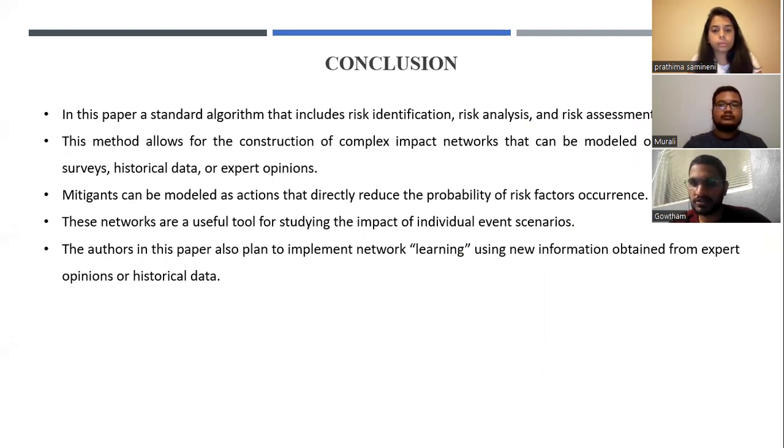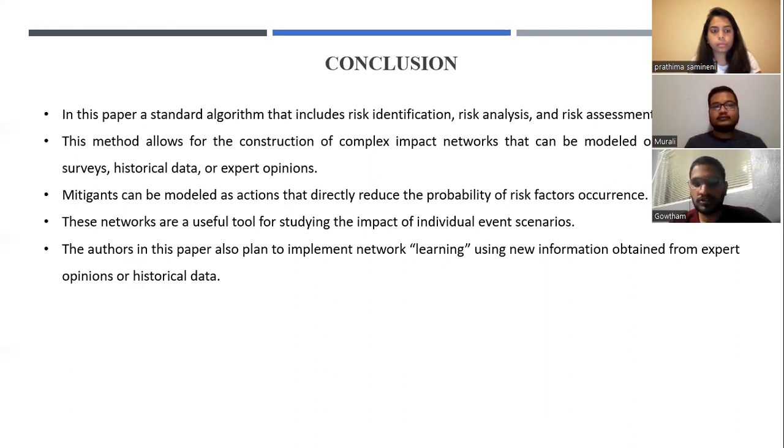In conclusion, we can say that in this paper, a standard algorithm that includes risk identification, risk analysis, and risk assessment is proposed. This method allows for the construction of complex impact networks that can be modeled on the basis of surveys, historical data, and expert opinions. Using the network, the user is able to compare different ways to reduce risk and check the effect of reducing the risk factors, causing additional works on the other types of networks.